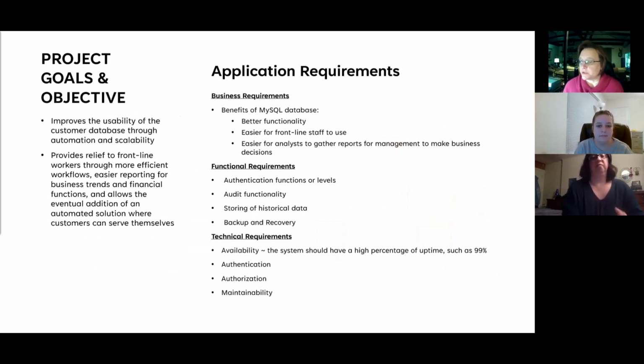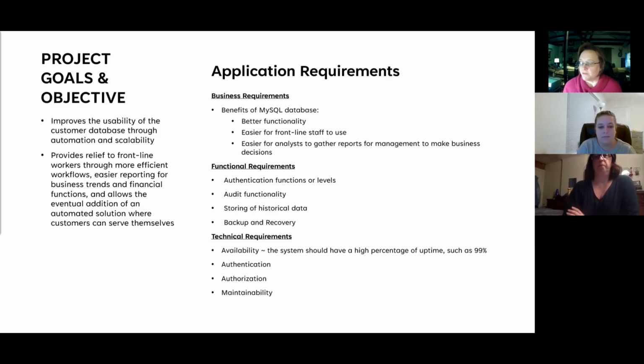So our project goals and objectives: improve the usability of the database through automation and scalability. Improvement provides relief to frontline workers with efficient workflows and offers easier reporting of business trends and financial functions, eventually even an automated solution for customers to serve themselves.